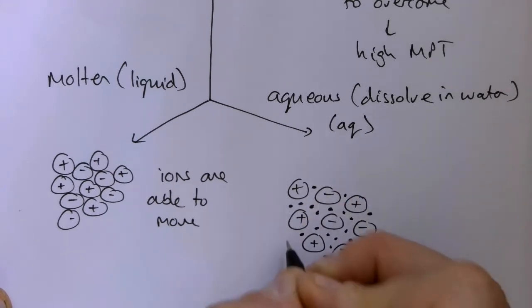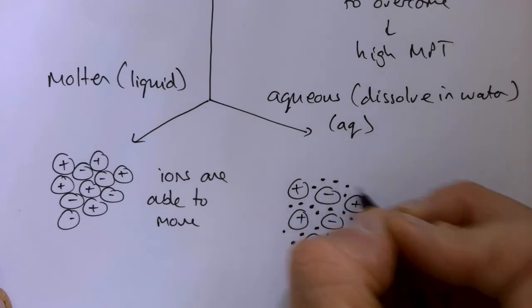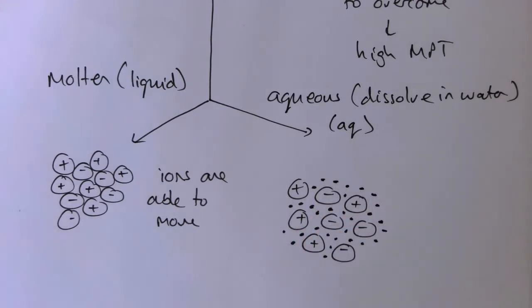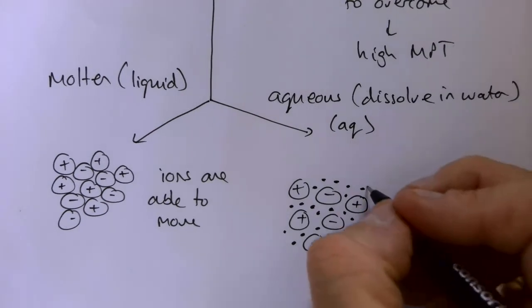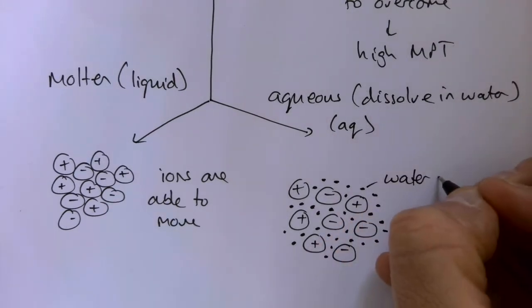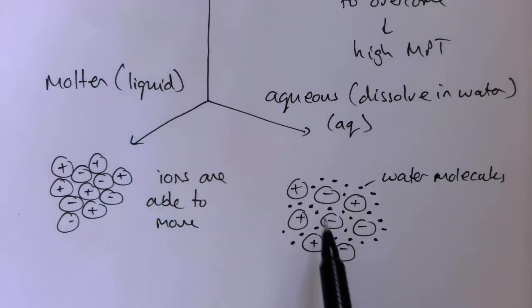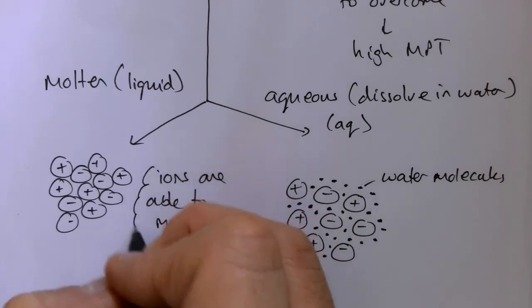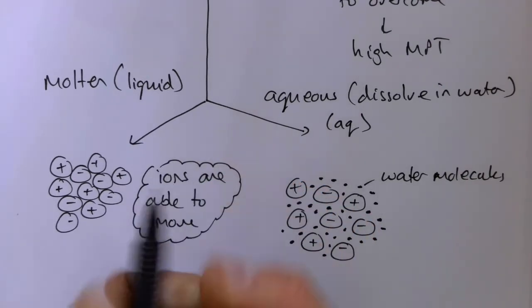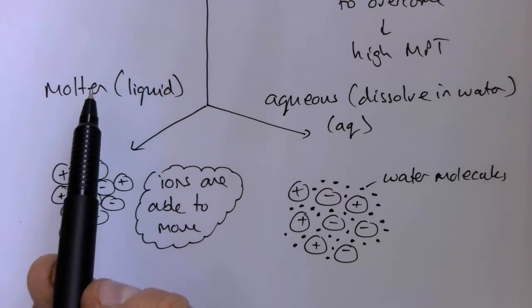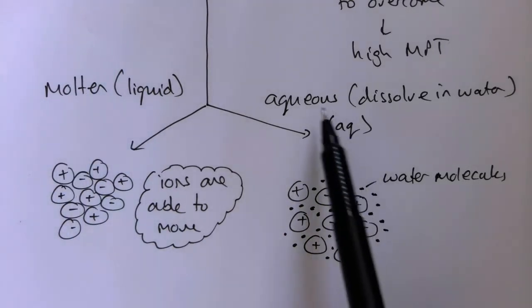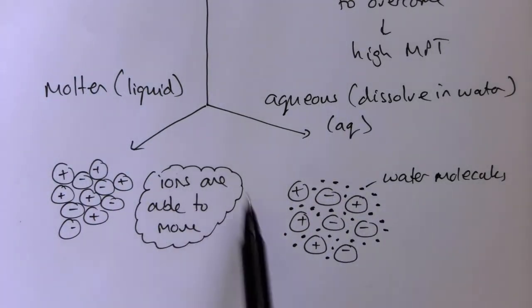Now the way I've drawn this might be indicating that there are gaps. There actually aren't. It's just an easier way for us to think about this and to visualize it. We've got water molecules in between all of the ions, but in reality everything is touching. I've just shown this to make it a little bit easier for us to visualize. And again, very importantly, as earlier, both when we've made an ionic substance molten, or when we've dissolved it in water, the ions are able to move.